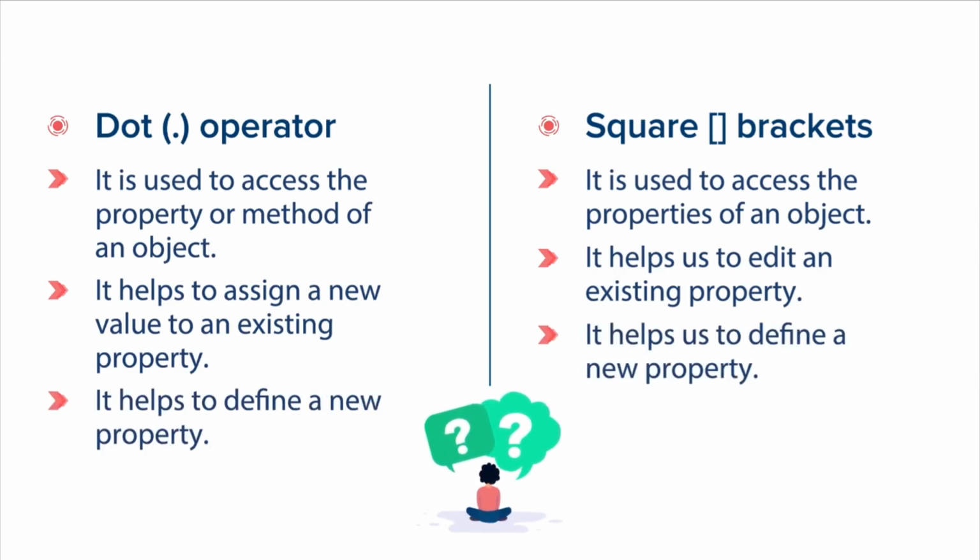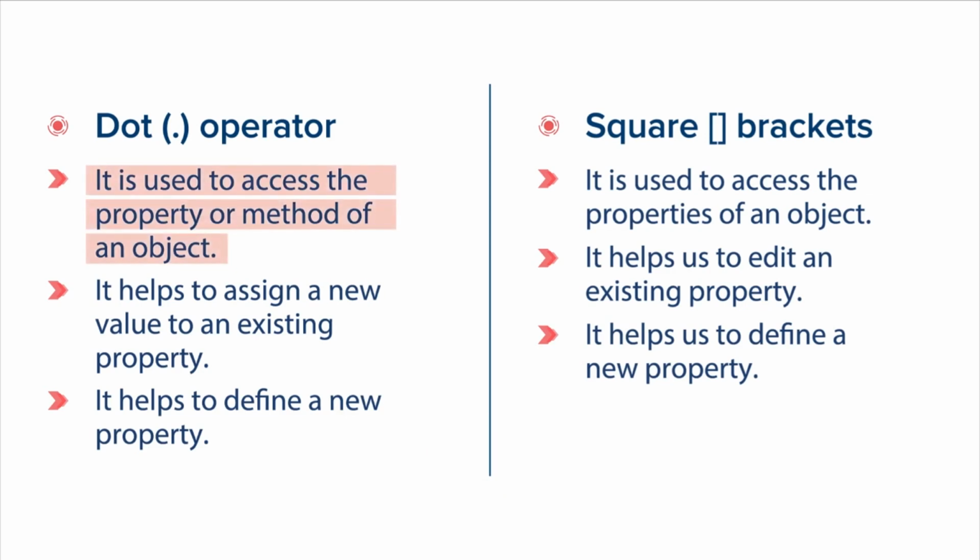So out of these, which one should we use and why? You may pause the video and think for a moment. Well, the answer is right in front of us in the first point here. Using a dot operator, we can even access the method or call a function which the square brackets do not allow. So, we will stick to using a dot operator in this training.